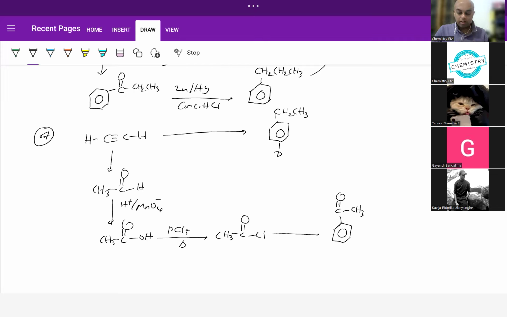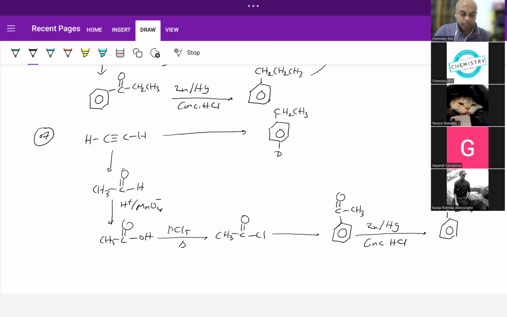Now after that, I need to add D. D means deuterium, H-2, hydrogen isotope. Then I need to direct D into the para position. This is a deactivator. But then I'm converting this deactivator into an activator. I can do that through Clemmensen, zinc Hg, concentrated HCl. Then I can convert this into an activator.